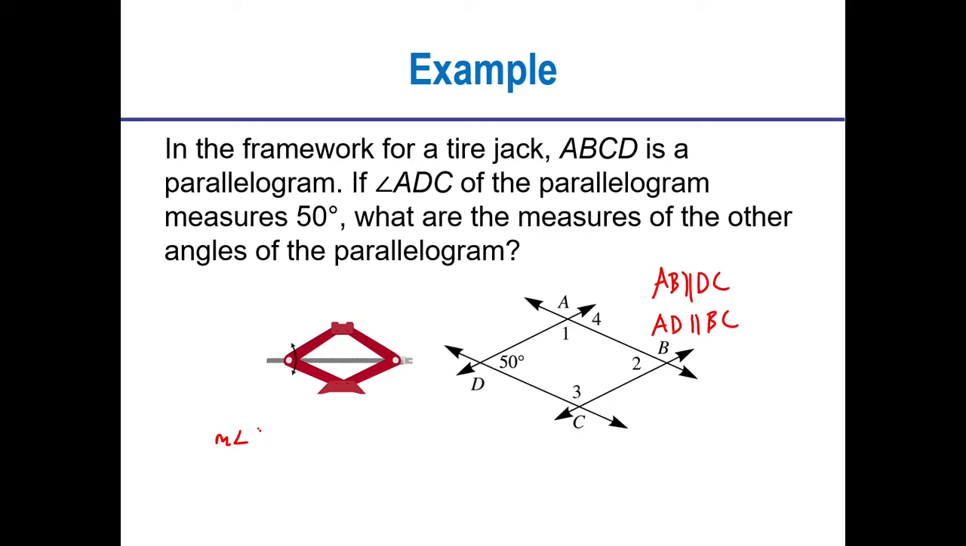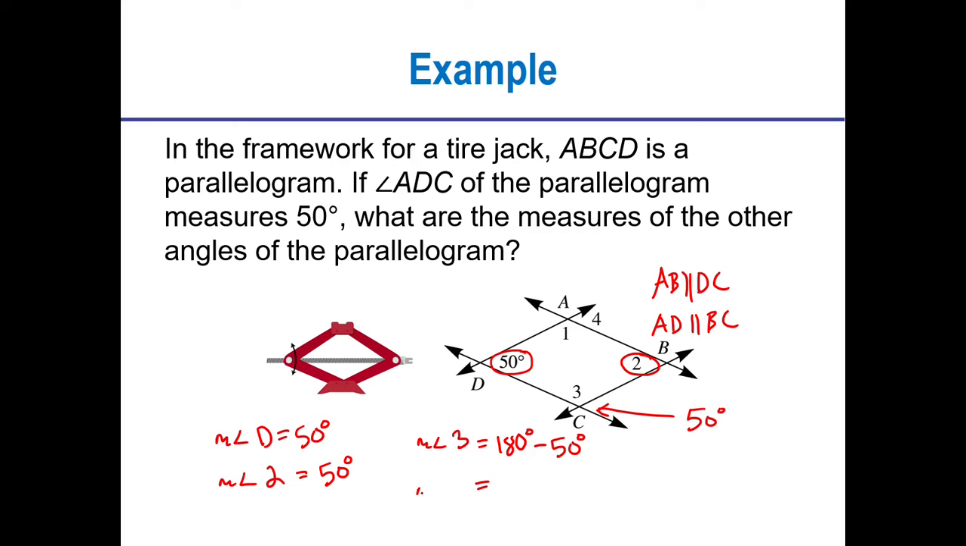The measure of angle D is equal to 50 degrees, and that is an alternate interior angle with angle 2. So the measure of angle 2 is also 50 degrees. Since 50 degrees is a corresponding angle to this angle, this must also be 50 degrees. Notice that 50 degrees and the measure of angle 3 are supplementary. They have to add up to a straight angle. So the measure of angle 3 is equal to 180 degrees minus 50 degrees.